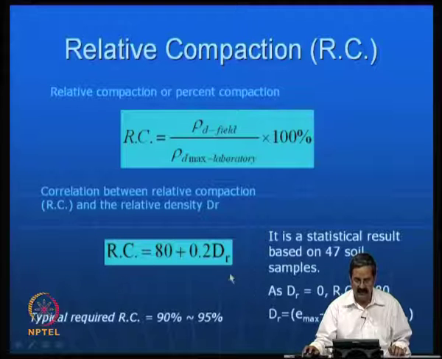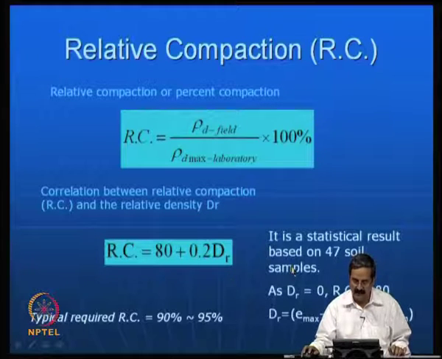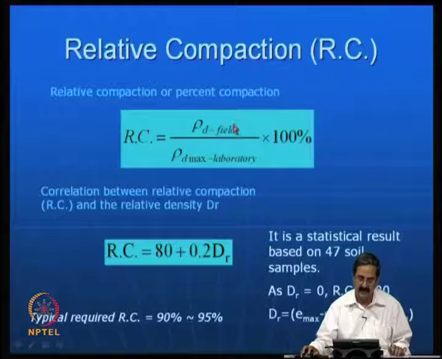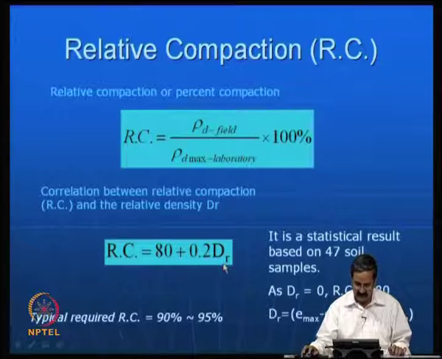For example, you must be knowing the term relative density in sands. The relative density is nothing but (e max minus e) divided by (e max minus e min), this is what we know. So, one can even use a relationship like this, and if the relative density is very good, then you can calculate this particular RC. So, one can get an idea of the relative compaction based on this or this.